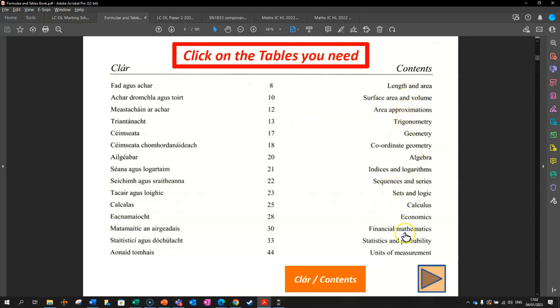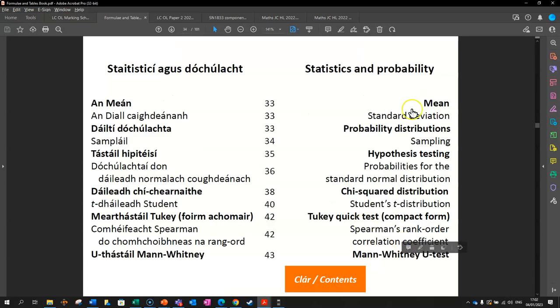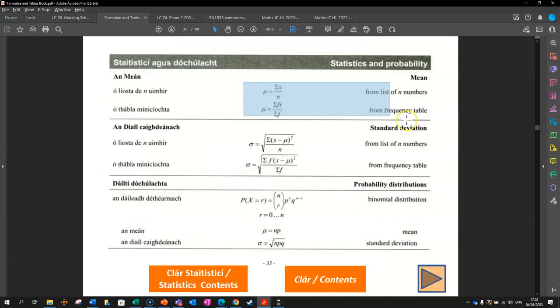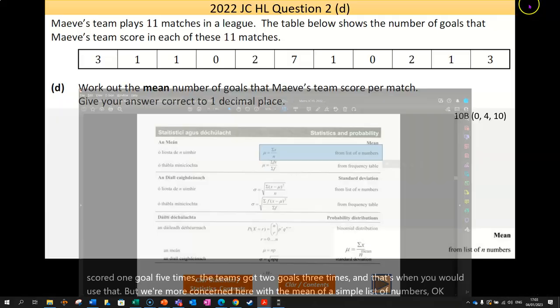We're looking here for statistics and probability and the mean, and that's the formula you're looking at. So the second one is if you have a frequency table, like the team scored 1 goal 5 times, the team scored 2 goals 3 times. And that's when you would use that. But we're more concerned here with the mean of a simple list of numbers. Okay. So let me go back.